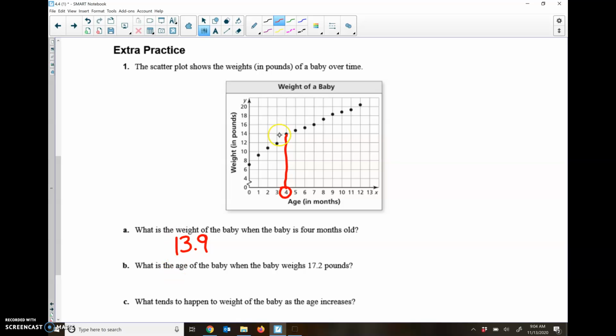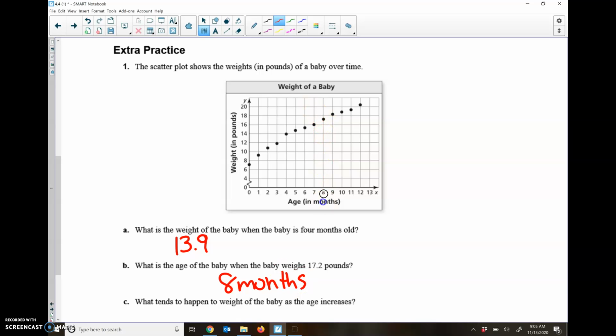Now the next one has us looking at the age. What is the age of the baby when it weighs 17.2 pounds? Here's 16, here's 18. So I'm looking for 17.2. That one right there. At 17.2, if I follow that down, that's going to be about 8 months.